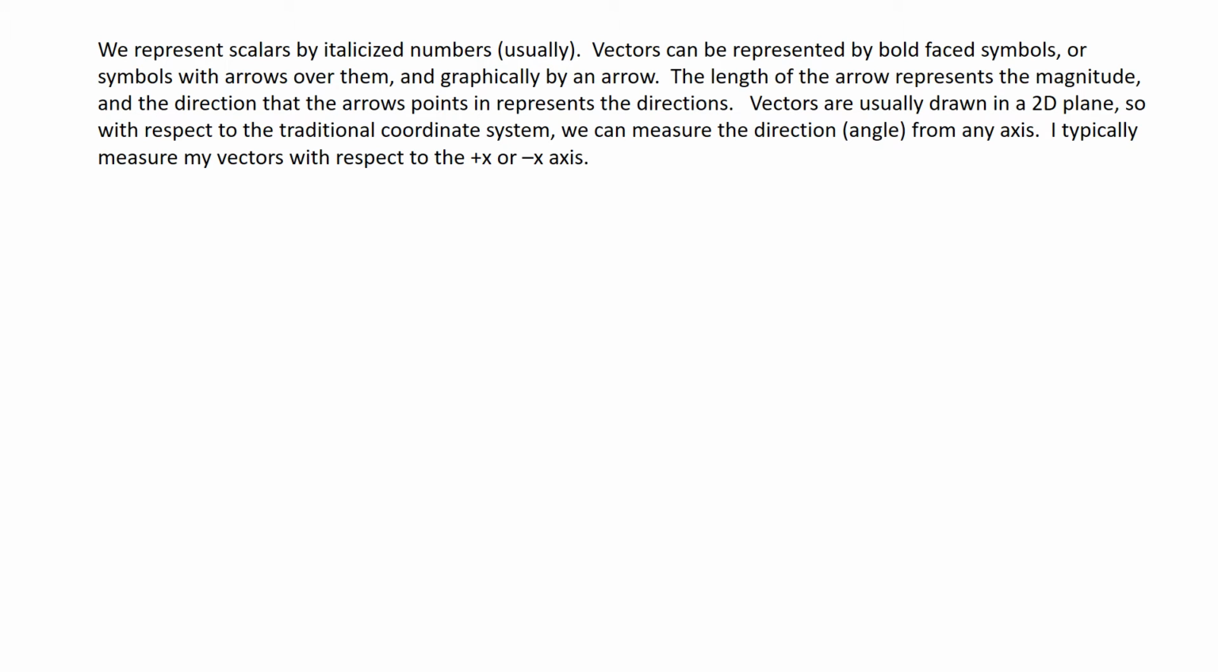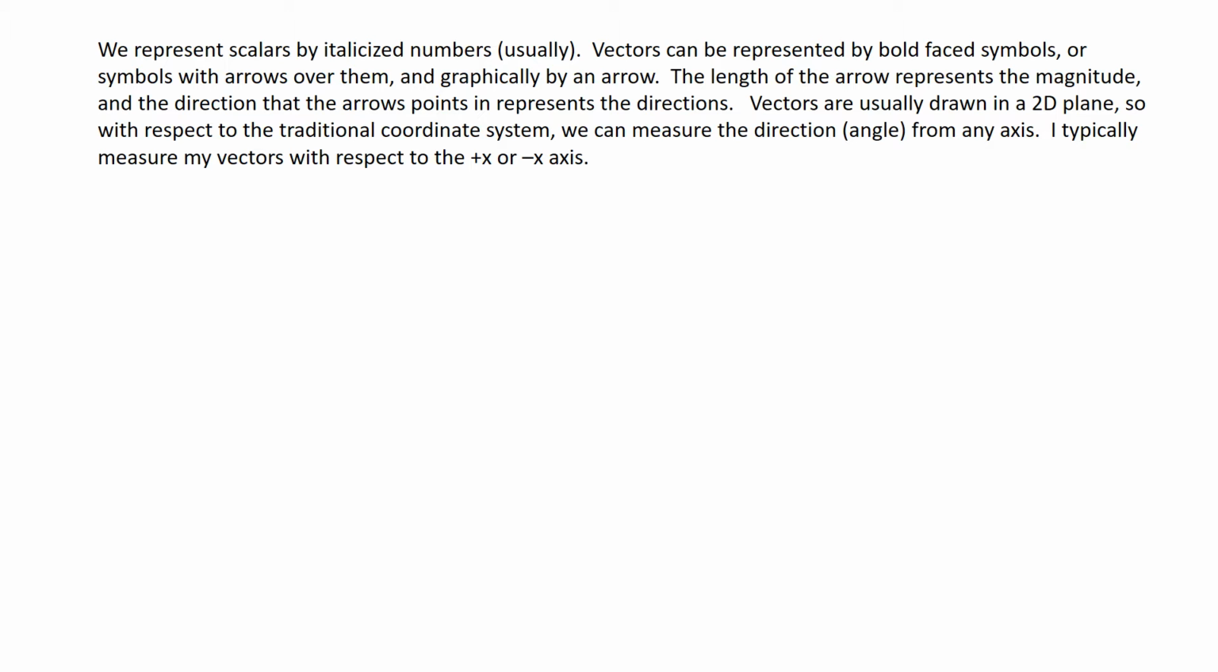We typically represent scalars by italicized numbers. So anytime you see an italicized number, it's pretty much a scalar. Vectors are represented by bold-faced symbols or symbols with arrows over them, and graphically by an arrow. The length of the arrow will represent the magnitude. So you measure the length, you know something about how big the vector is. The direction of the arrow obviously is going to be the direction that it points in.